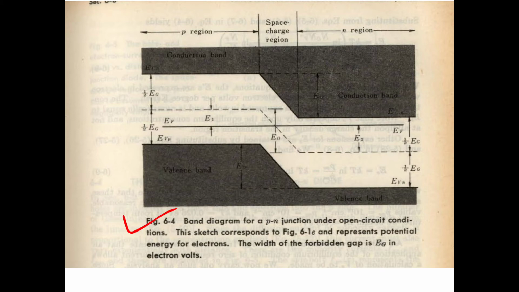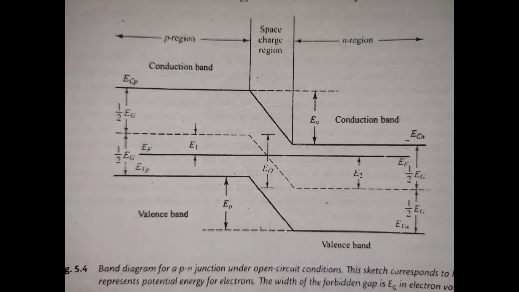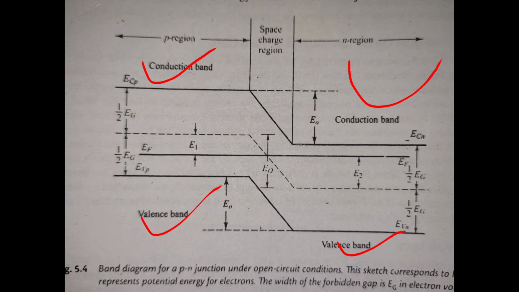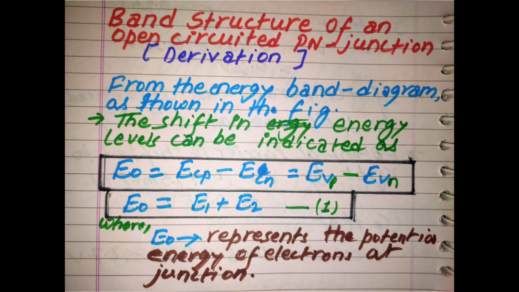You can draw this figure. This is the clear figure. From this you can say that this is the conduction band for the P region, this is the conduction band for the N region, this is the valence band for the N region, and this is the valence band for the P region. Now we will start our derivation.